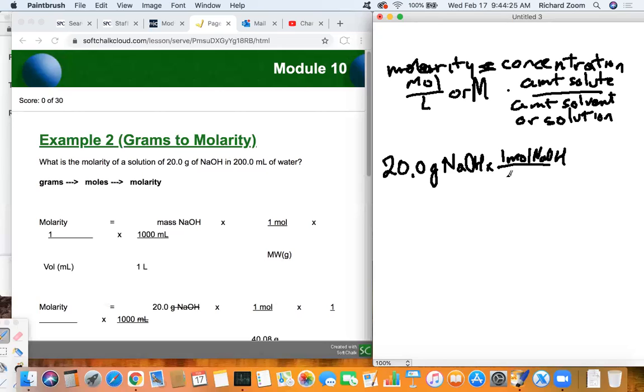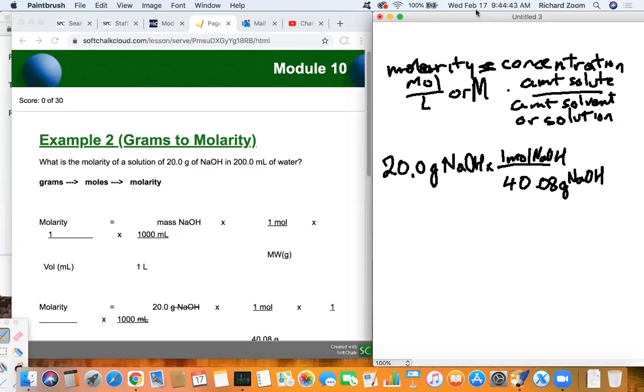And that would be over the molecular weight, which of course we calculate by going to the periodic table. So at this point, if I stopped right here, I'd have moles of NaOH. Now, why is this important? Well, let's go back to what we're looking for here.